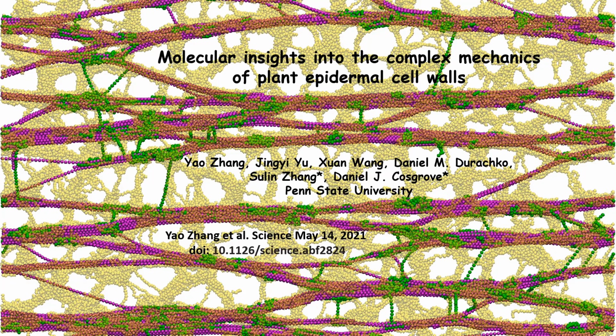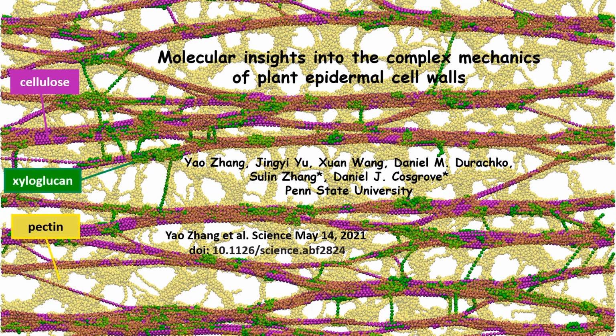mechanics. Our model is comprised of three wall polymers: cellulose, shown here as purple chains, xyloglucan, shown as green chains, and pectins, shown as yellow chains. These different chains in the model were endowed with physical properties based upon the actual polymers and allowed to reorganize themselves into a low-energy state to assemble a cell wall.